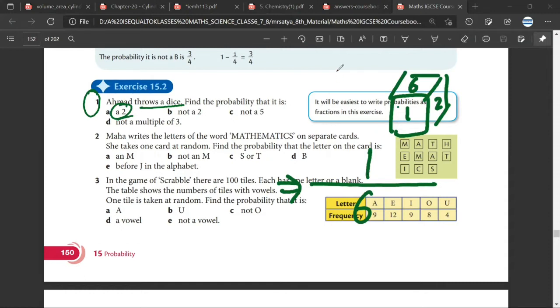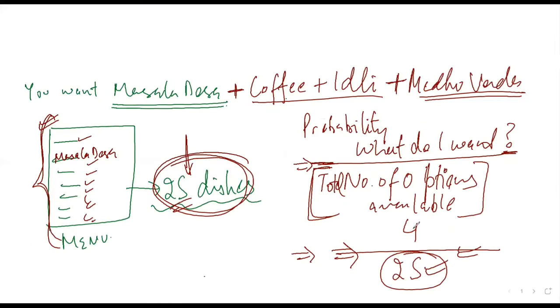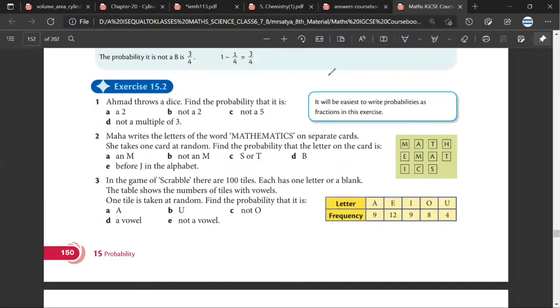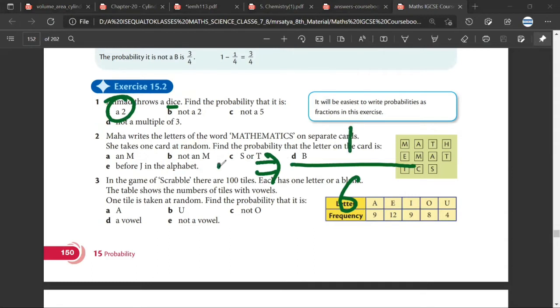See, in the example of masala dosa, you used to write here 4, na? Did you write masala dosa plus coffee plus idli plus medu vada? No, sir. You just wrote a number. Have you understood? Is there any doubt still? No doubts, sir. So when you have thrown a dice, what are the number of options which are available? 6. You want a 2. So what should I write in the numerator? So 1. Now the part where it is not a 2.